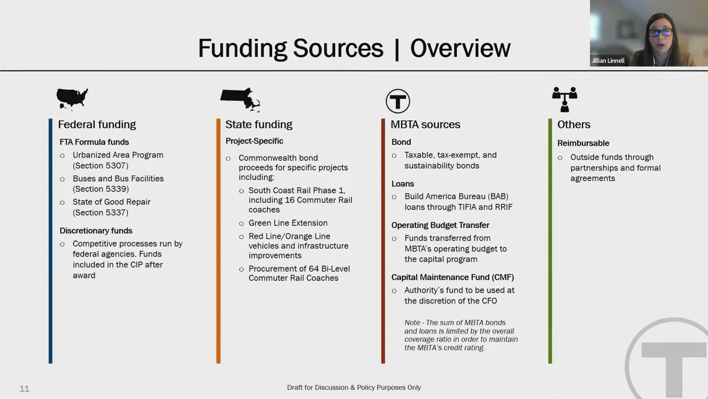There are two more MBTA sources. First is operating budget transfers, which are funds that pass through from the MBTA's operating budget to the capital program. And then finally, there's the Capital Maintenance Fund, which is a limited fund held by the authority that may be used at the discretion of the CFO. The final type of funding that the MBTA receives are reimbursable sources, or funding from outside sources that are established through partnerships or formal agreements to complete a specific scope of work.